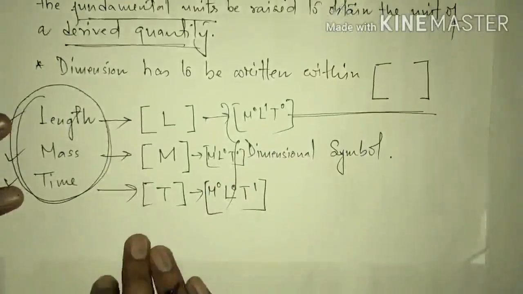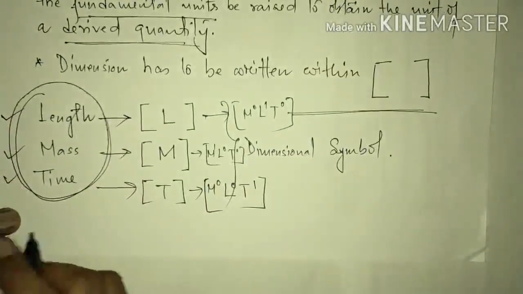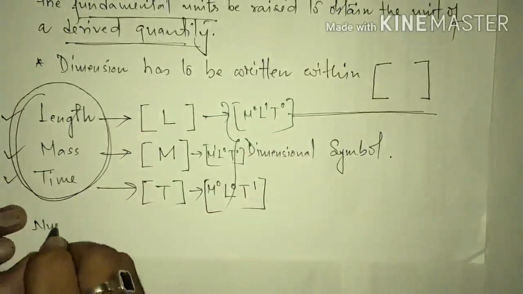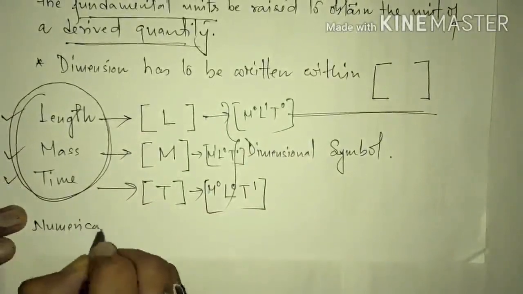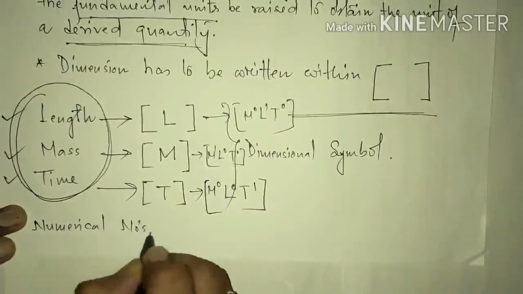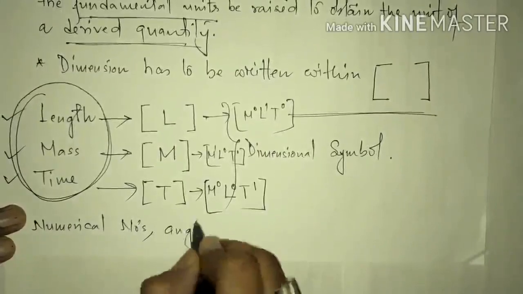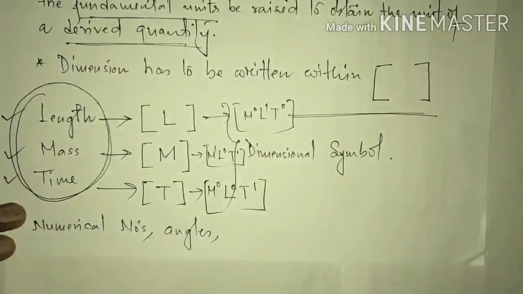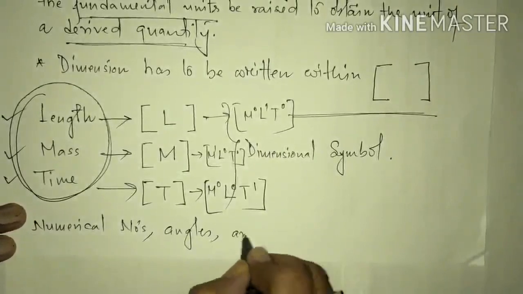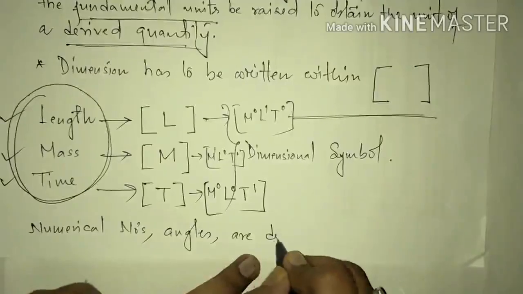Now one thing you have to be extremely cautious about, that numerical numbers, angles are dimensionless.